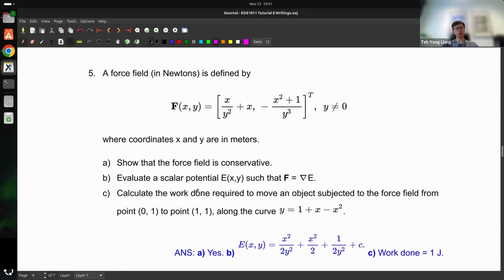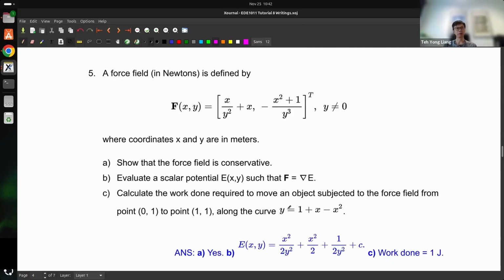then you want to calculate the work done in part C. Therefore, you just use the scalar potential E and take E of (1, 1) minus E of (0, 1). So there's no need to make use of this curve, because since it is conservative, the work done just depends on the start point and the end point. Along any curve, the work done is also the same because the field is conservative.